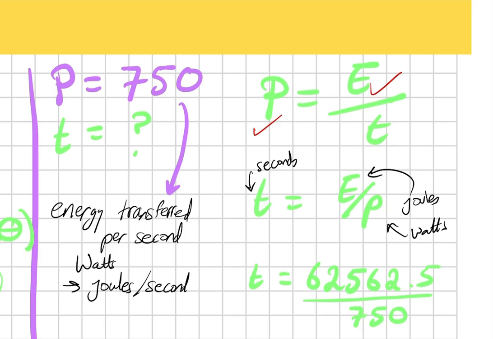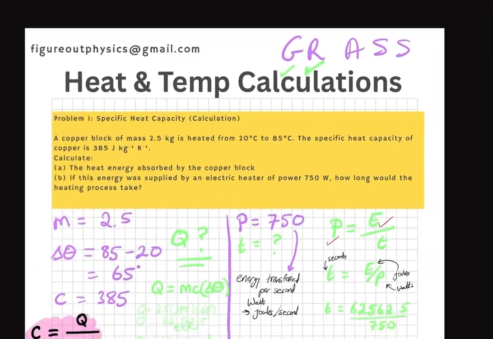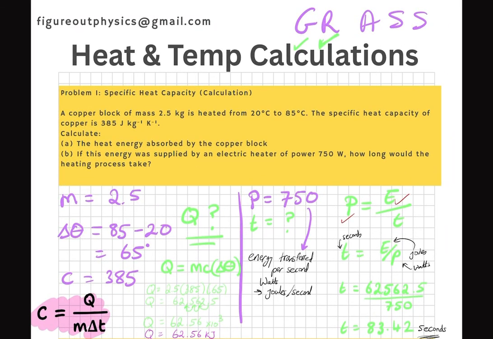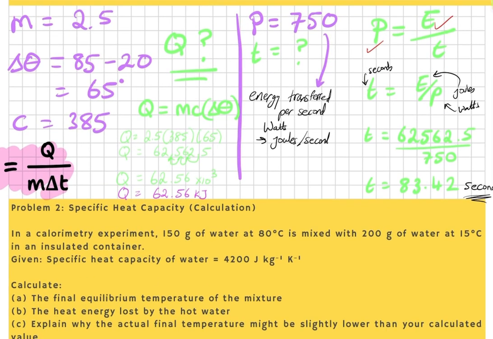Let's see if that makes sense then. 80 seconds. This is for a copper block to be heated from 20 degrees to 85 degrees. So to change 65 degrees, could it take a minute and a half? Seems kind of reasonable. It doesn't seem crazy. If it was something like 40 minutes or 50 minutes or something really small like a second, then you could think back and be like, I don't think this is right. That is problem 1 done. Problem 2.